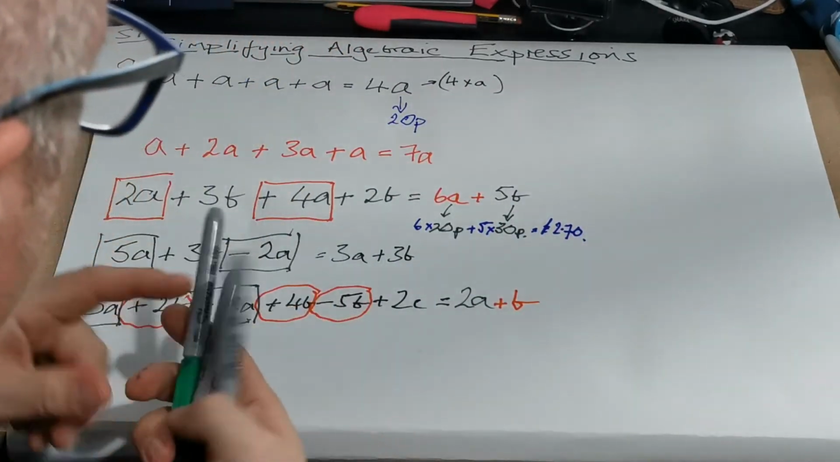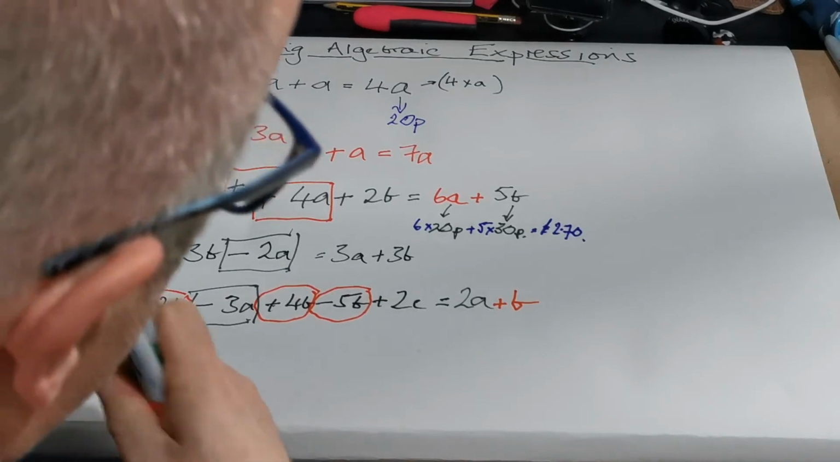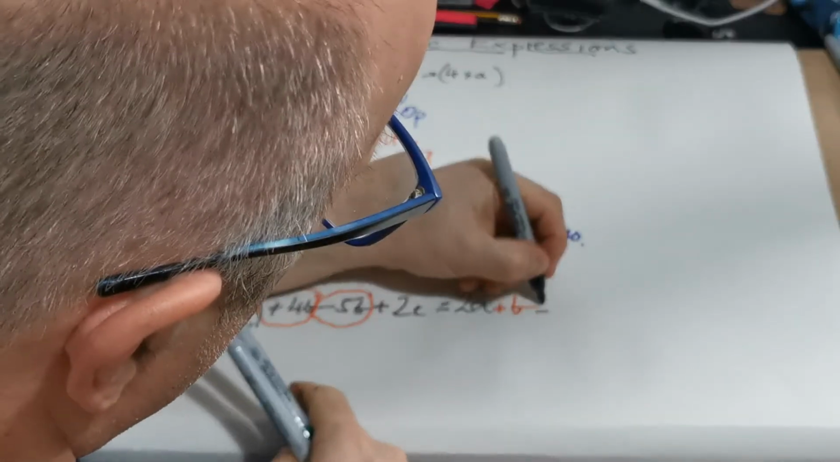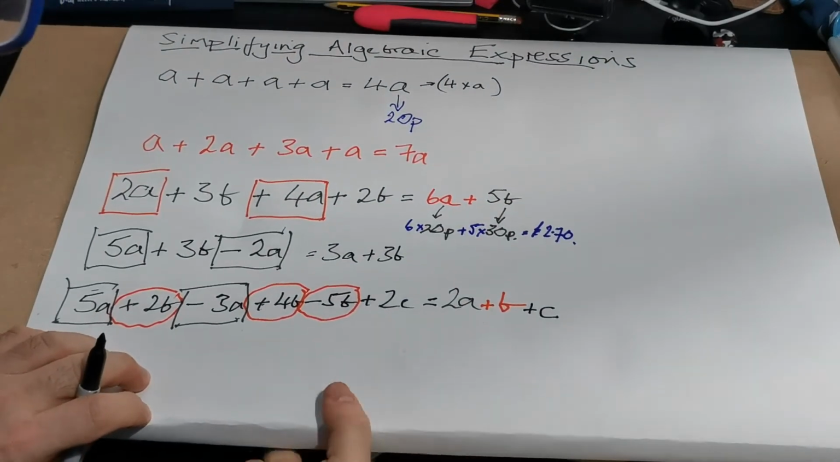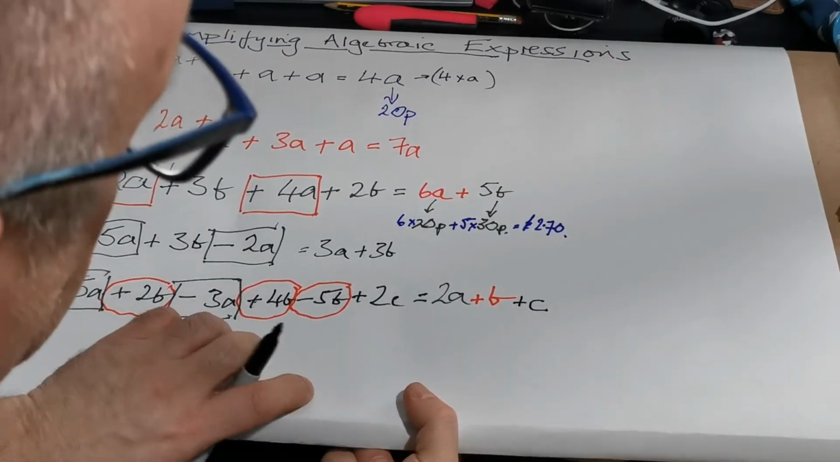And what have we got left? We've just got the 1c left. Just 2 c's left. Okay? So that's basically covering adding.